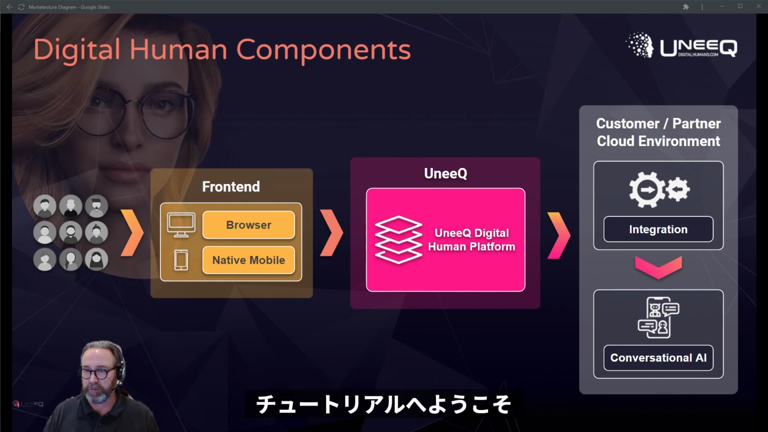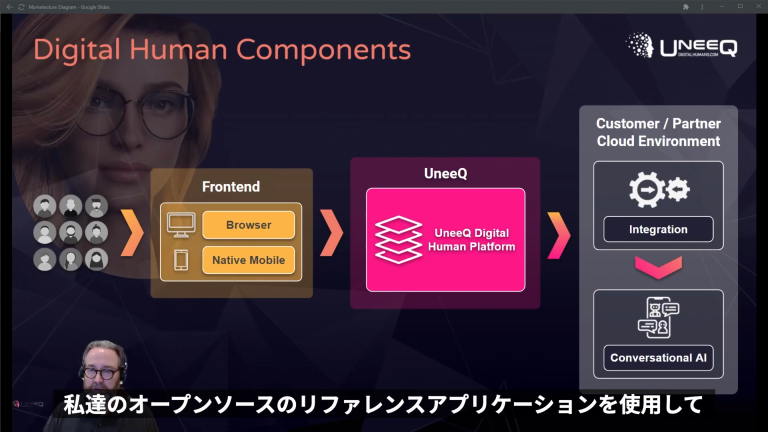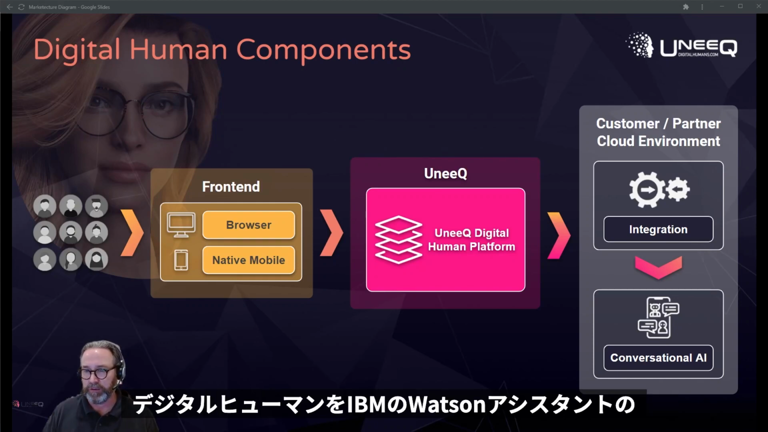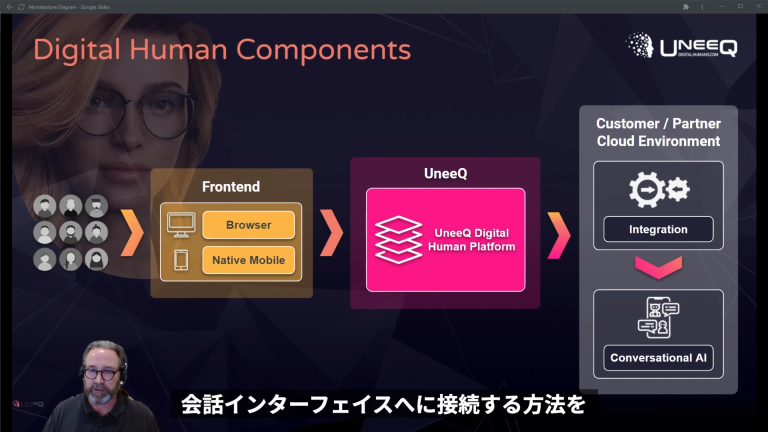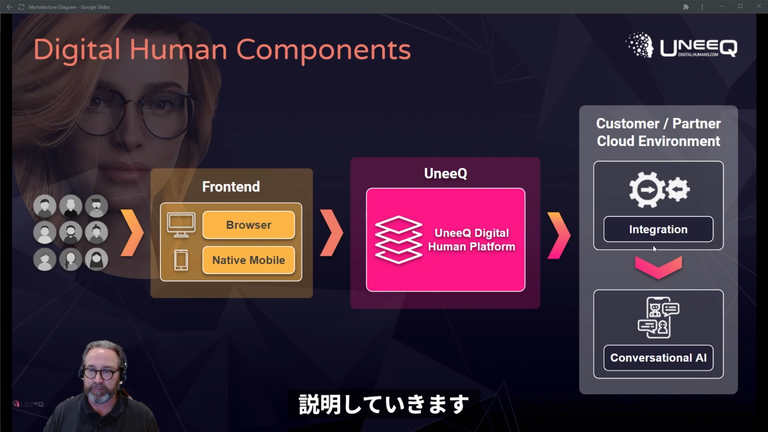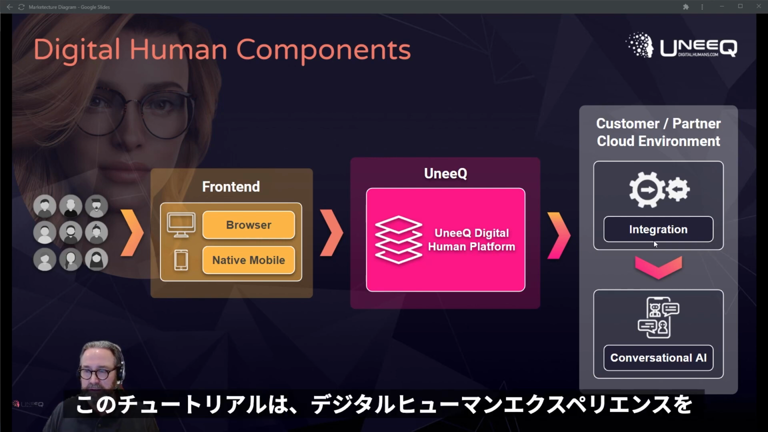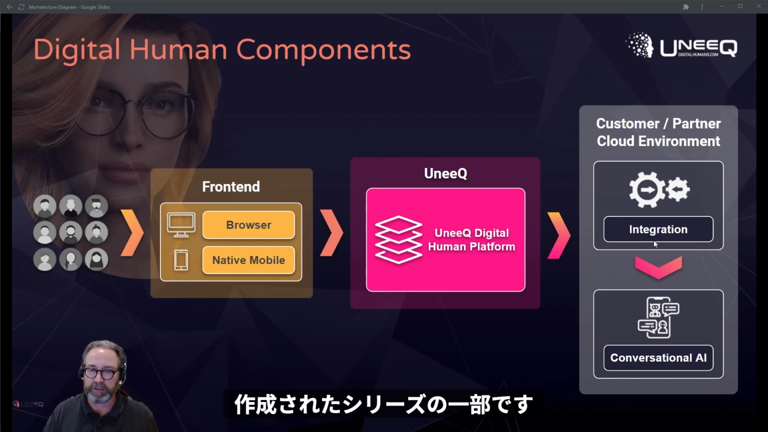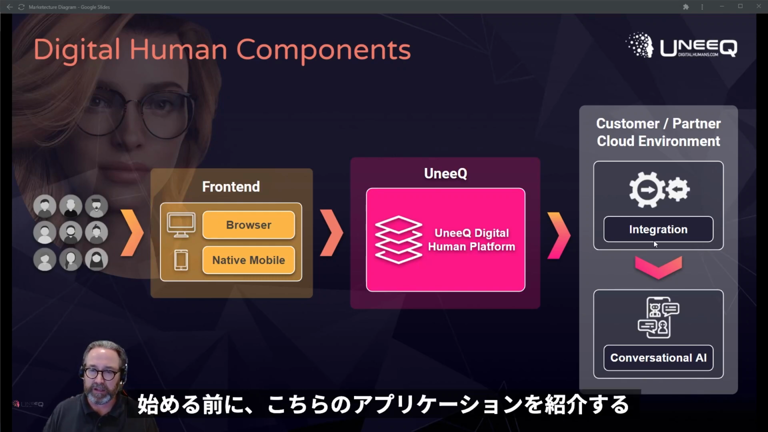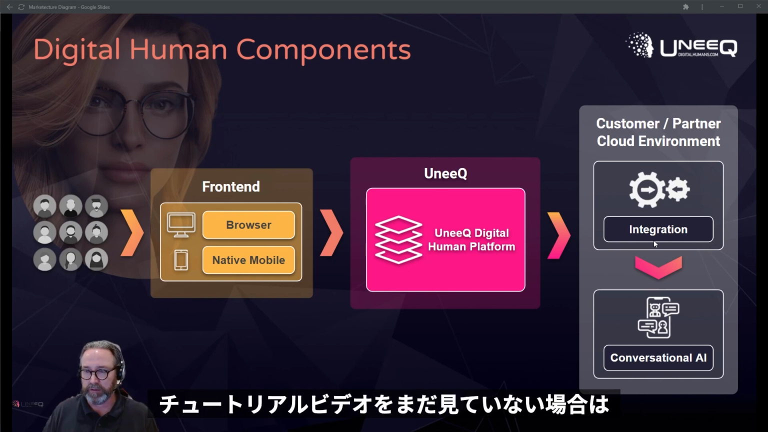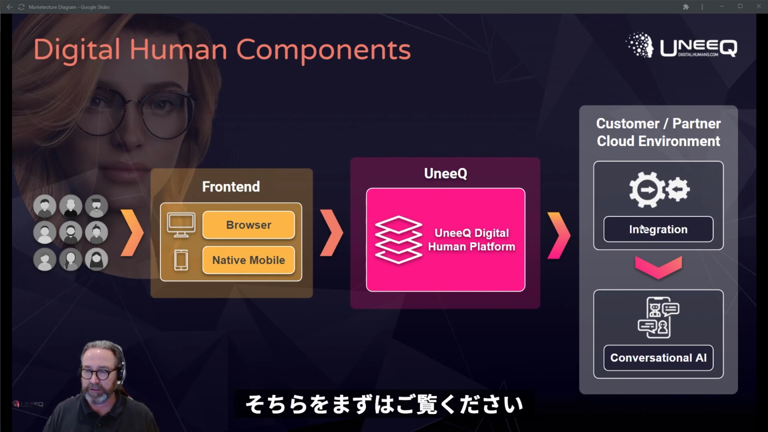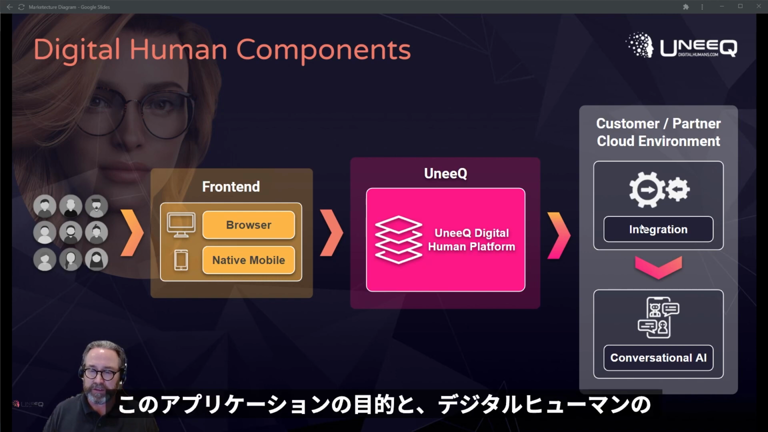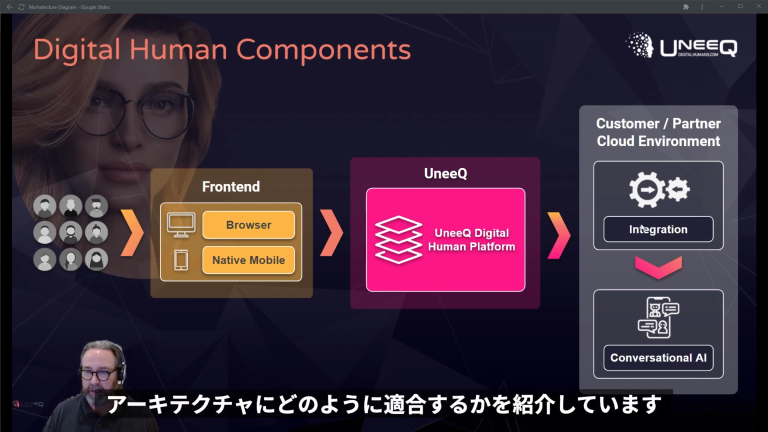Welcome to this tutorial in which I'll give you an example of how you can connect a unique digital human to an IBM Watson assistant using Unique's open source reference application for creating conversation interfaces. This tutorial is part of a series we've created to help customers understand the technical components of building a digital human experience. Before we start, if you haven't already watched the tutorial video that introduced this application, please do go back and watch it, as well as introducing you to the purpose of this application and how it fits into the architecture of a unique digital human.